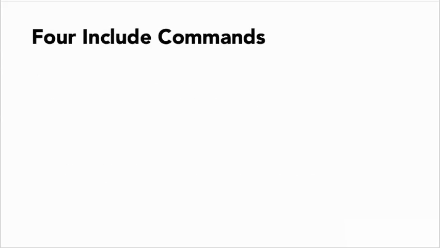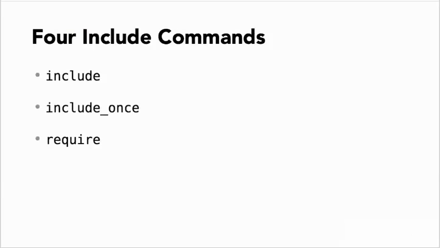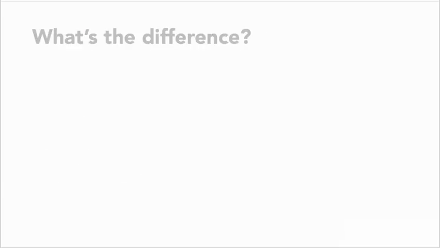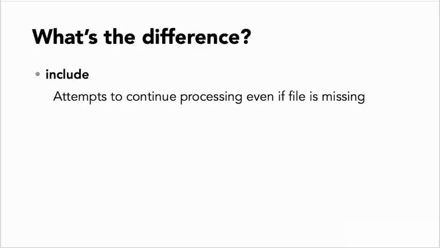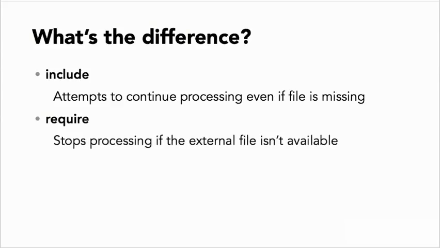To include an external file, you use one of these four commands: include, include_once, require, or require_once. What's the difference between them? If you use either of the include commands, PHP attempts to continue processing the script even if the external file is missing or isn't readable. On the other hand, the two require commands stop processing the script if the external file isn't available, so require is being used in the sense of mandatory.